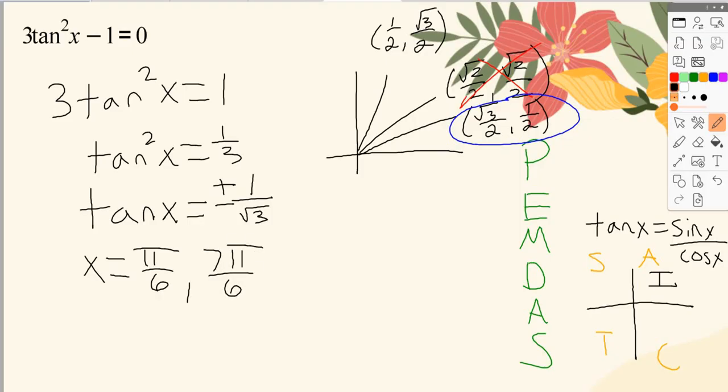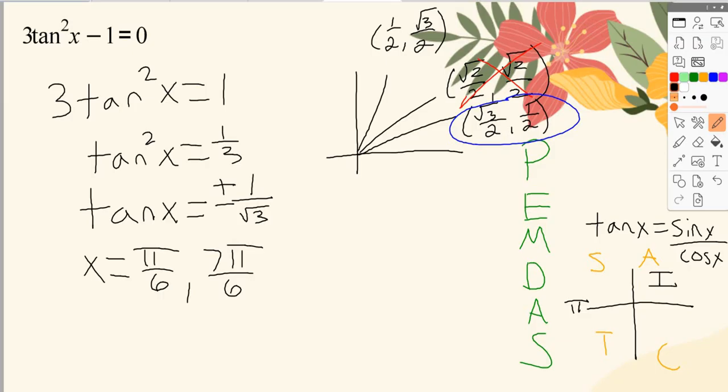Because remember that this is pi, yes? So if we are bigger than pi, my fraction has to be bigger than 1. So I know it has to be 7 over 6 instead of 5 over 6. Those are the positive ones, yes?